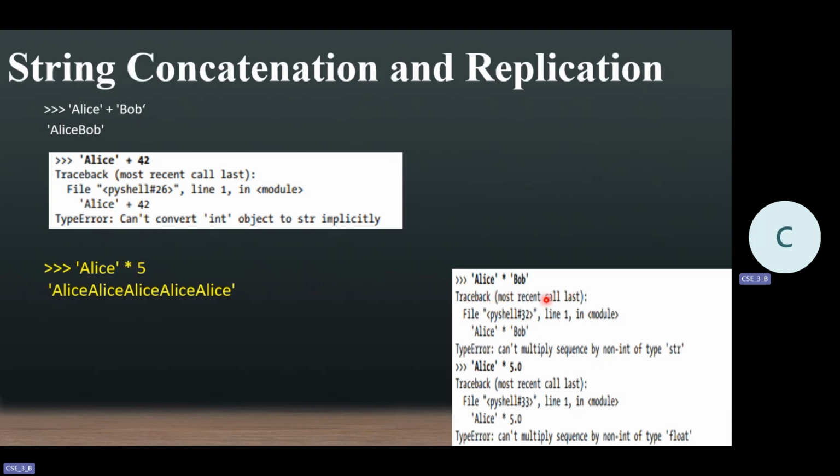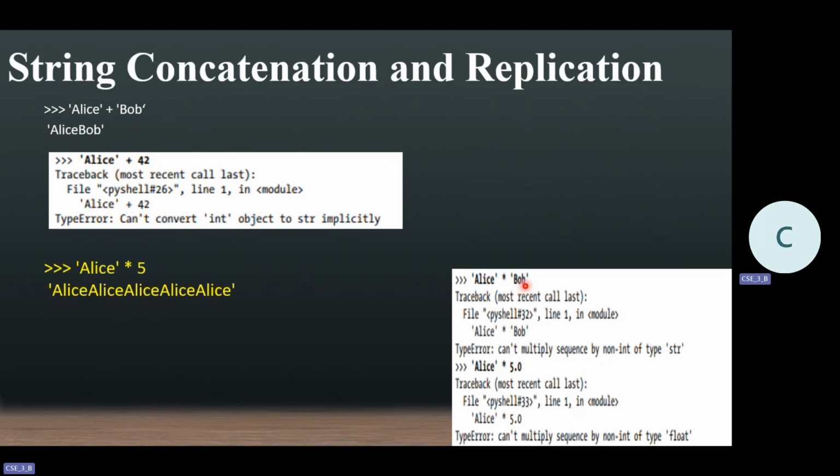And we can also observe one more important thing: when I give two string values and use the multiplication symbol, what is going to happen? There is no chance of replication, because in order to do the replication we have to give the integer value, but here we have given a string value.